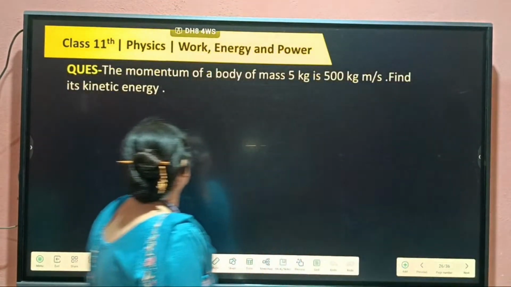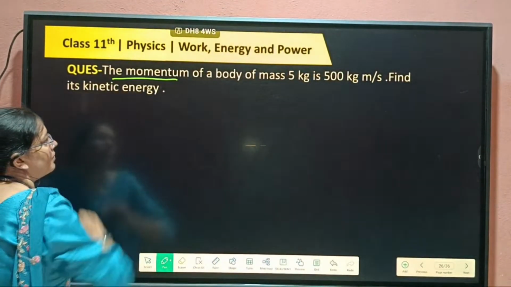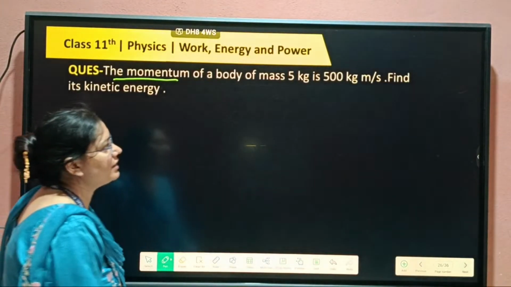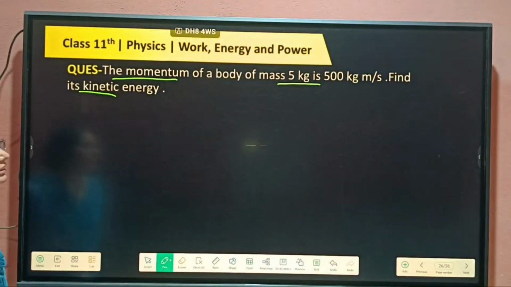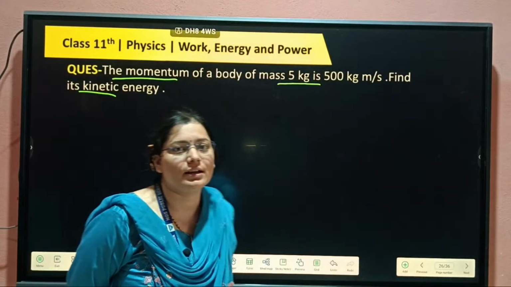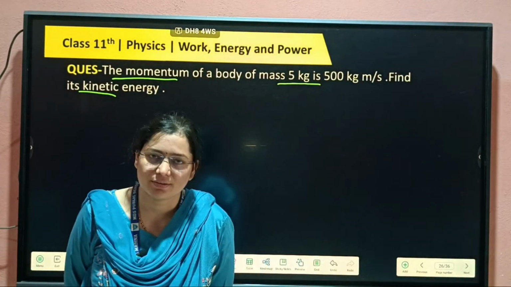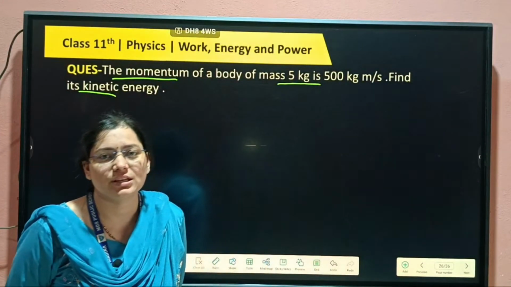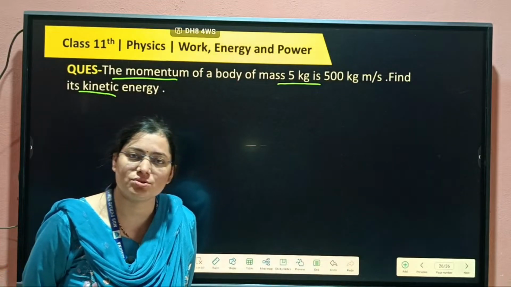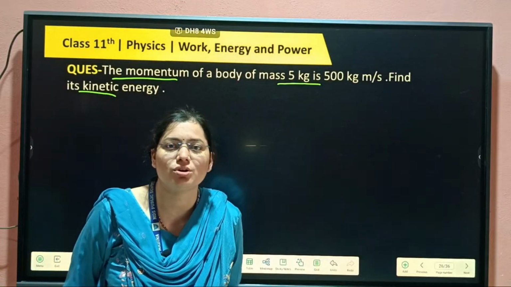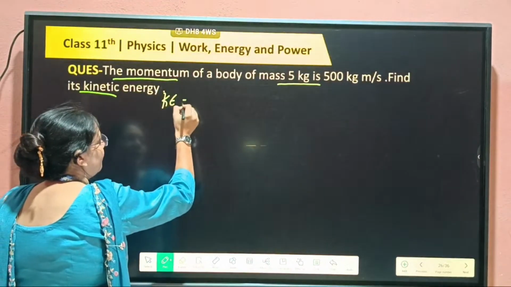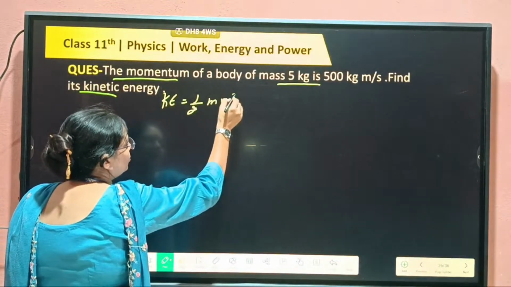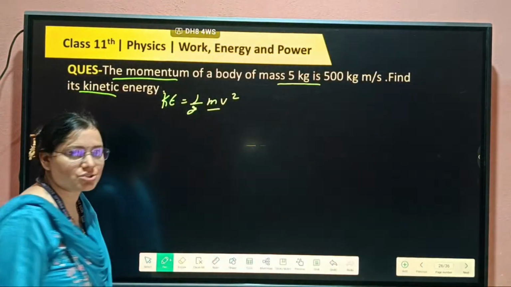Okay. Now see the next question: the momentum of a body of mass 5 kg is 50 kg meter per second, then find its kinetic energy. In this question, what is given? You know kinetic energy is half m v square, but in this question our momentum is given. So here we will use the relation of kinetic energy and momentum, not your half m v square. Can we use this relation? Because here velocity is not given.